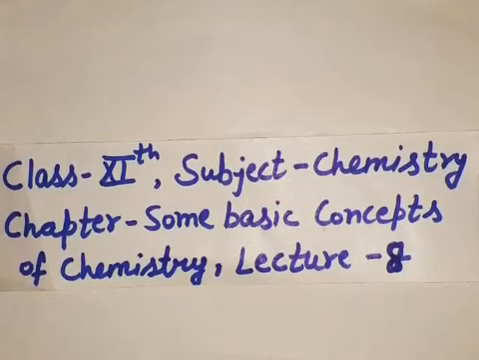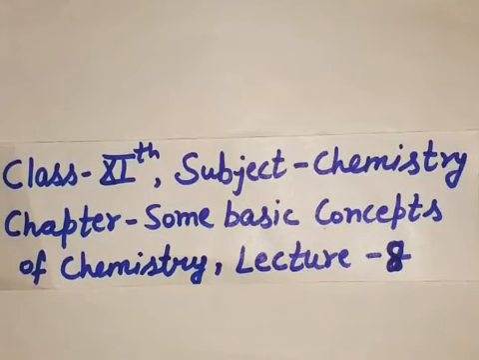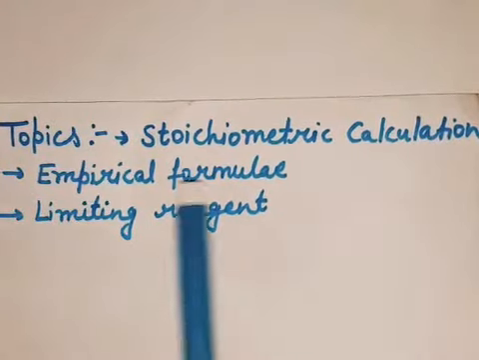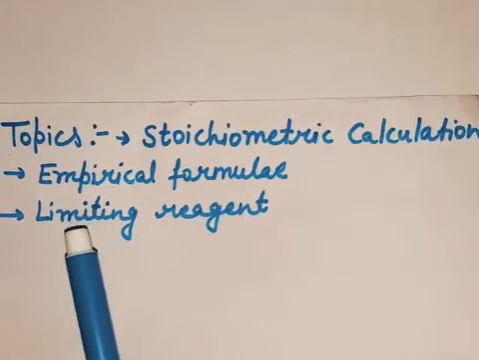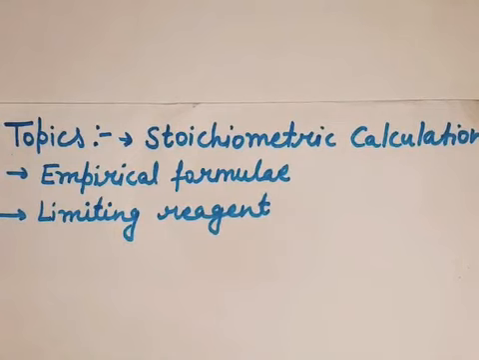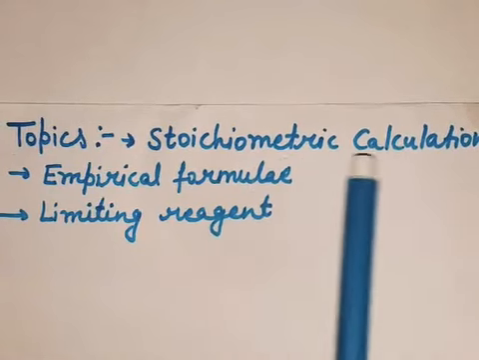In the previous lecture, we discussed mass percentage and the method to find the percentage composition of an element in a compound. Today we will discuss stoichiometric calculation, empirical formula and limiting reagent. In the end, we will discuss the homework which was given in lecture number 7, and after that I will give you homework which you have to do today. So we will start with stoichiometric calculation.